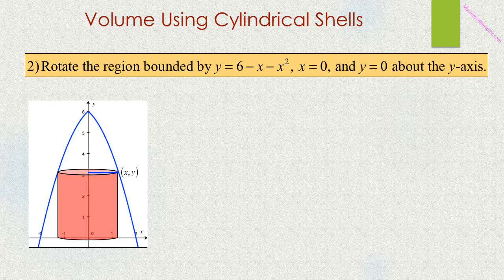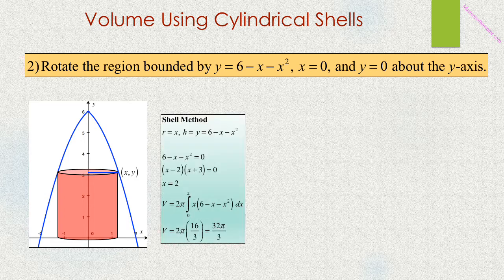We again graph our function y equals 6 minus x squared in the first quadrant and then rotate it about the y-axis. We draw a representative shell and label a point on the circumference of the shell as (x, y). As shown in the previous problem, this is a dx problem as the radius, which is the x variable, is changing. The height is a function of x, which is 6 minus x squared.